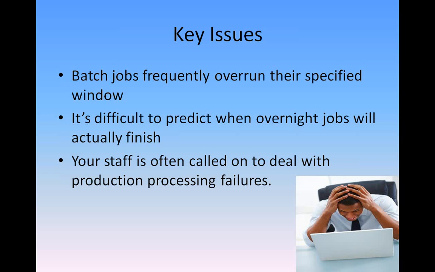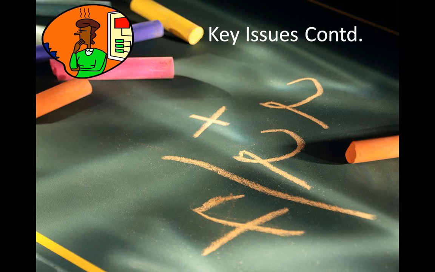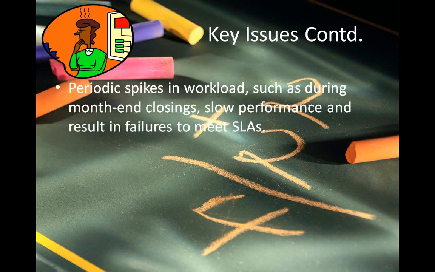And definitely you have your IT staff who is often called to deal with these production processing failures, and mostly it happens during the peak times, peak closing periods, and whenever you have a high amount of business transactions going into the ERP systems. So we have other key issues as well in the next slide, which will come up shortly. Specifically, the same thing which I just told you: there will be periodic spikes in the workload, such as during month-end closing, causing slow performance and resulting in failure to meet the SLAs.